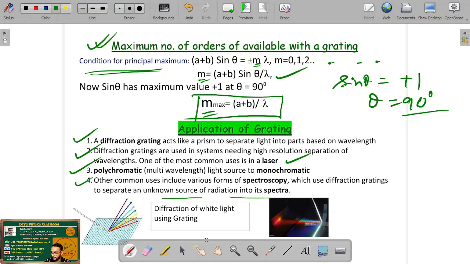Prism-like device, secondly high resolution separation of wavelengths, thirdly polychromatic to monochromatic light conversion, fourthly in the form of spectroscopy, diffraction gratings are used to separate an unknown source of radiation into its spectra. So these are the applications of grating.